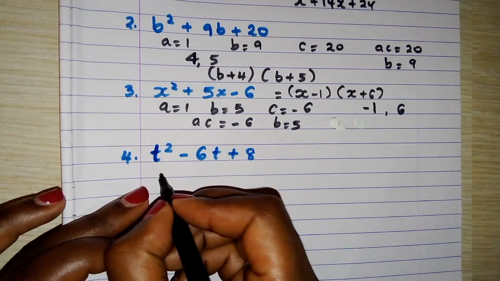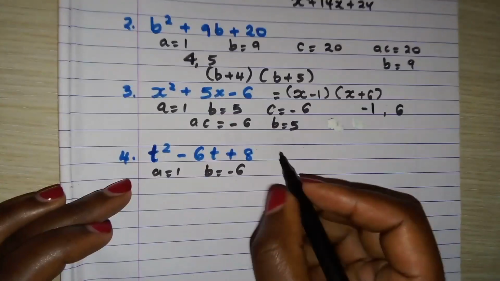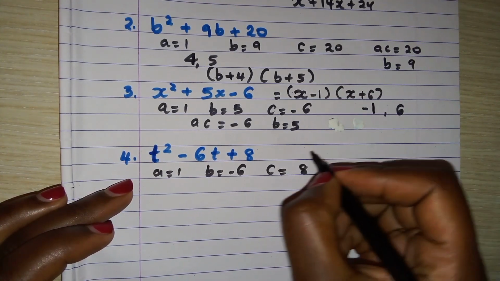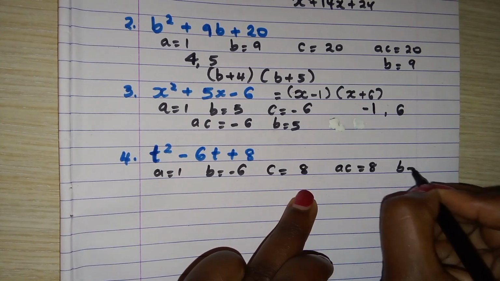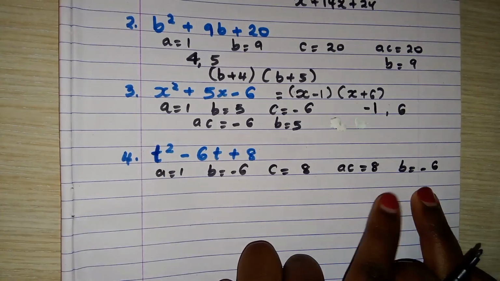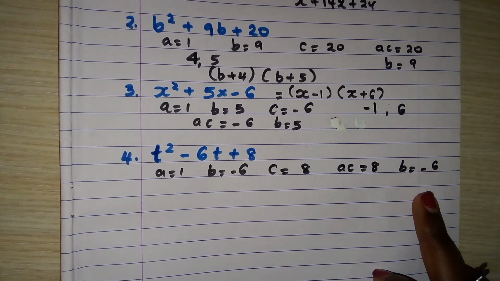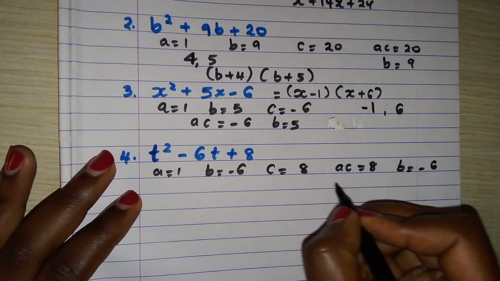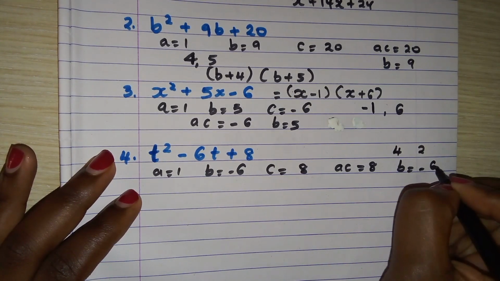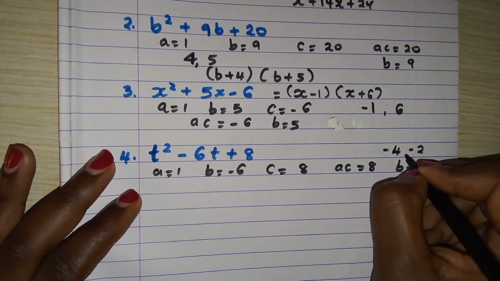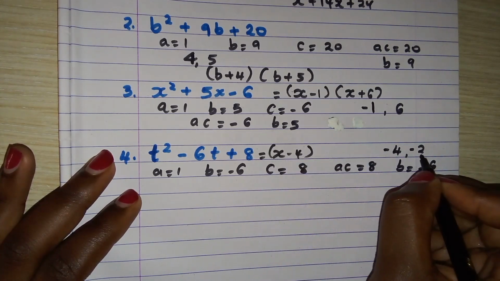Number 4, our A would be 1, our B is negative 6 because it's a minus here, and our C is 8. So AC is 1 times 8 is 8, and our B is negative 6. So two factors of 8 that will give us a sum of negative 6 would be what? So that means we use 4 and 2. 4 times 2 is 8, but to make it a negative 6, we put a minus on both of them. So the answer would be x minus 4 and x minus 2.